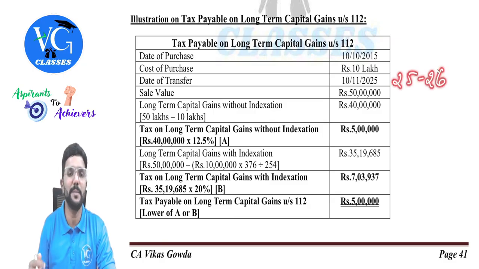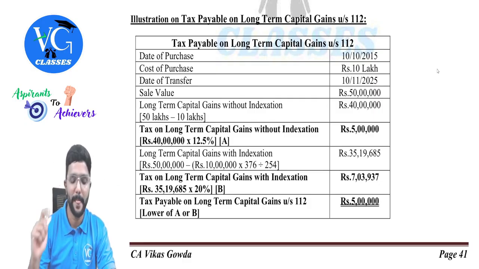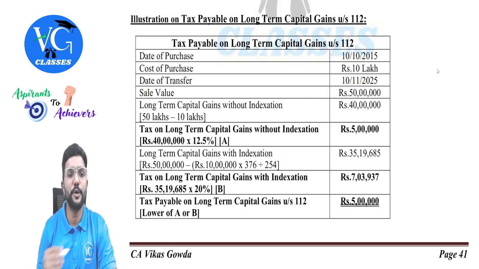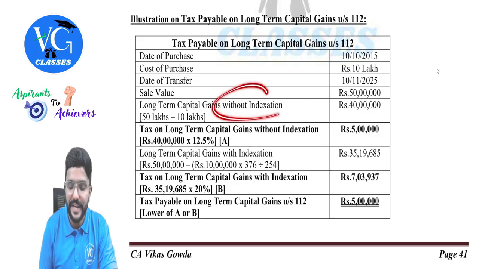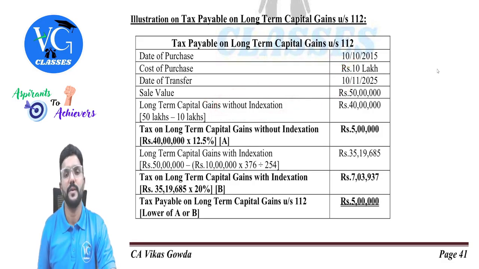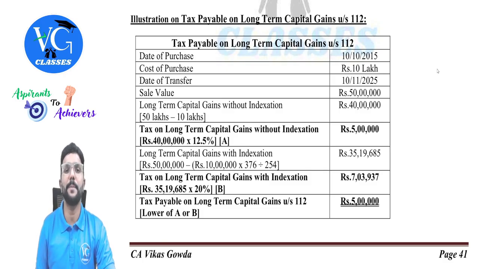Normally, whenever they ask you to compute any capital gains or tax liability on capital gains, the year of transfer would be our previous year, guys. Sale value, 50 lakh. Now, we need to compute long-term capital gain without indexation. How much is that, sir? 50 lakh minus 10 lakh, which comes to 40 lakh, assuming there are no expenses on transfer and all this. So long-term capital gain without indexation is 40 lakh.